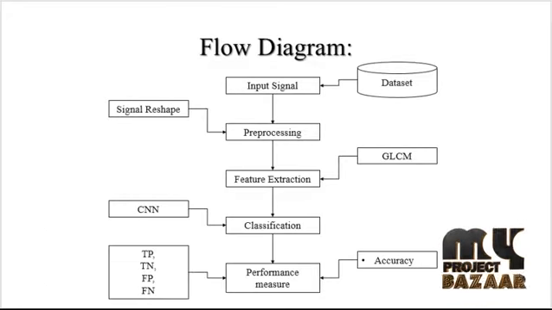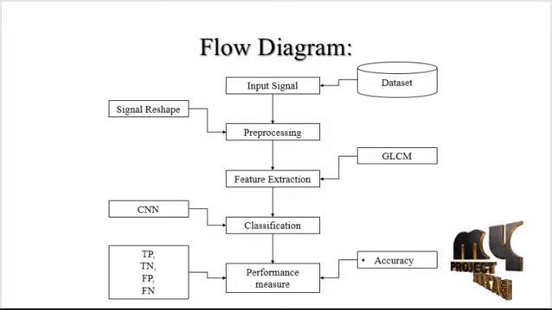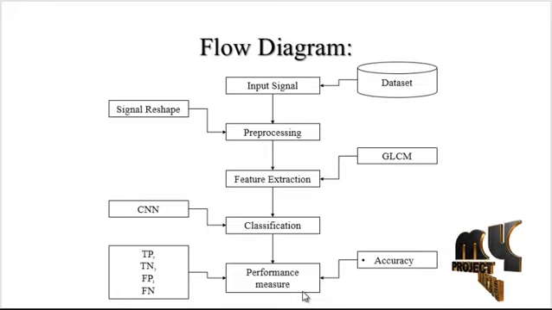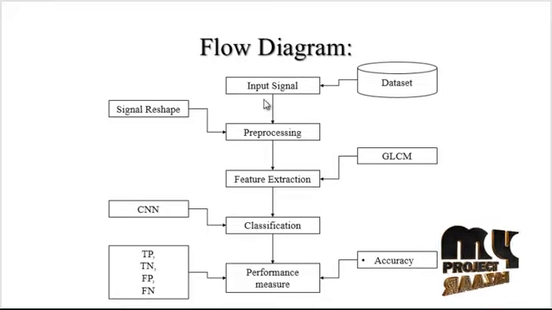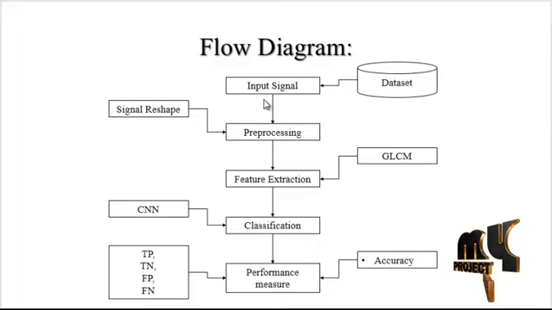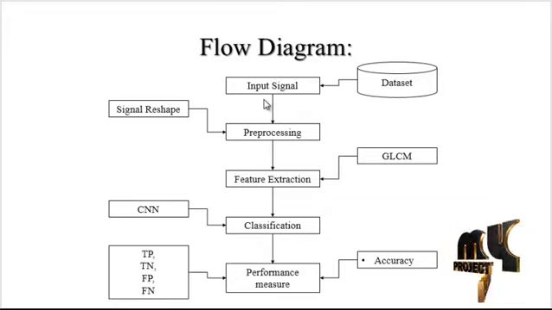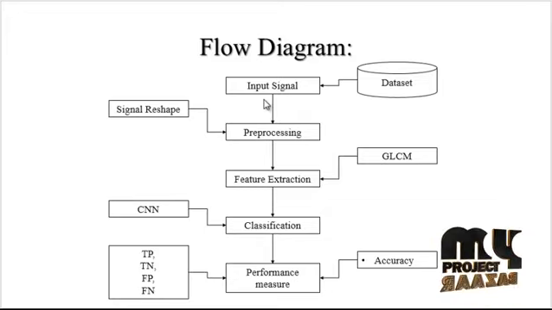Now we're going to discuss the flow diagram of the process. This is the overall working flow. The process consists of modules such as input signal, pre-processing, feature extraction, classification, and performance estimation. First of all, the input signal is taken from the dataset, which consists of the voices of various signals.